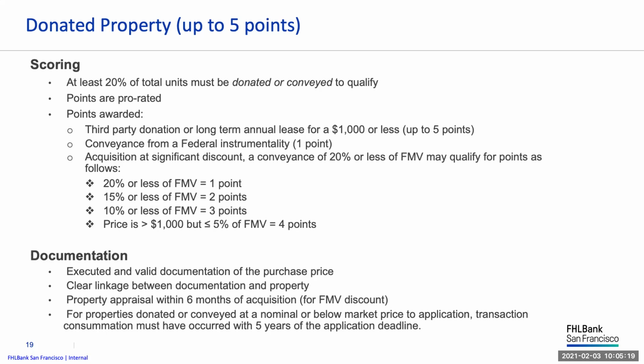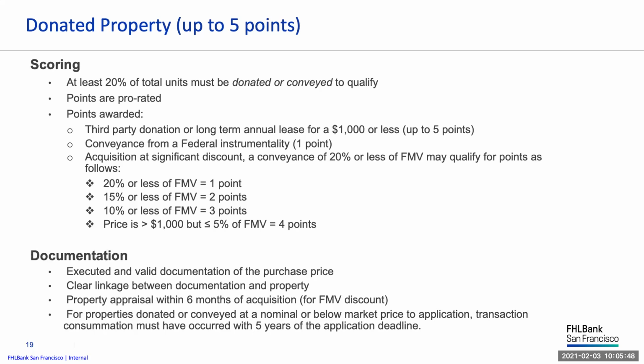We do confirm that there are no acquisition costs, or there are just nominal costs in the budget. For properties that were donated or conveyed at a nominal or below market price prior to application, transaction consummation must have occurred within 5 years of the application deadline. Donation or conveyance at a nominal or below market price must ultimately be documented to maintain points.